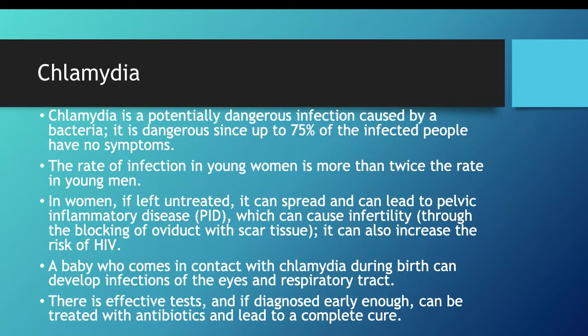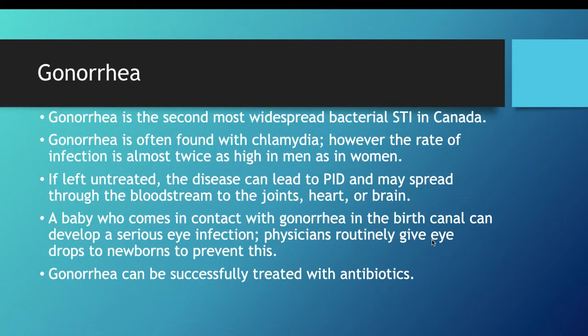A baby who comes in contact with chlamydia during birth can develop infections of the eyes and respiratory tract. There are effective tests, and if diagnosed early enough, it can be treated with antibiotics and lead to a complete cure. So chlamydia, there's definitely a cure for it. You can use antibiotics. So really, bacterial infections, normally antibiotics can help you to get rid of it.